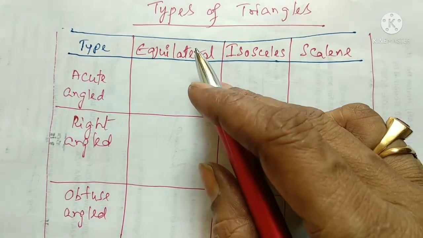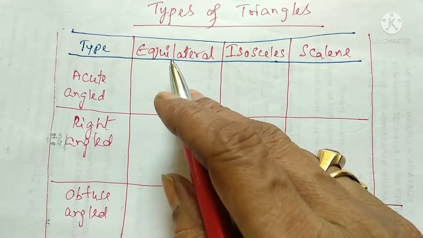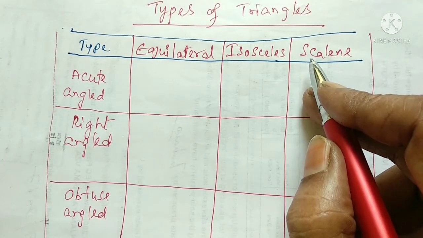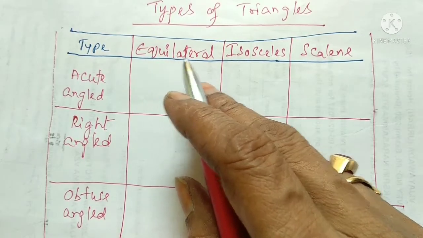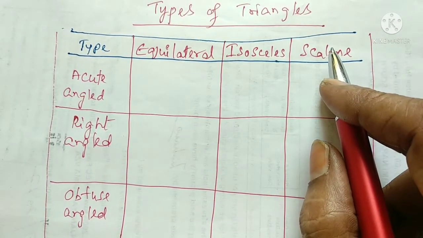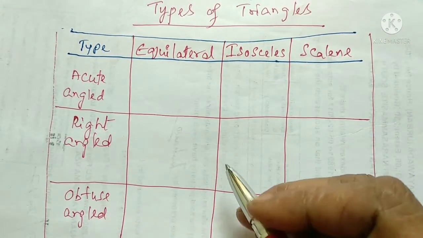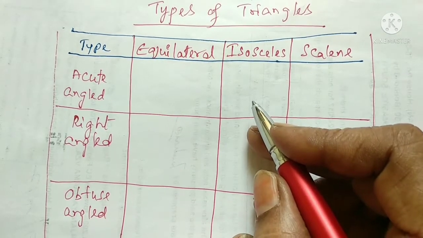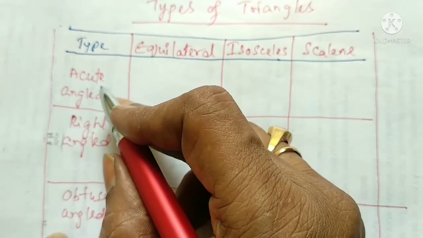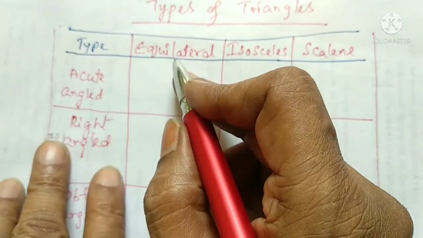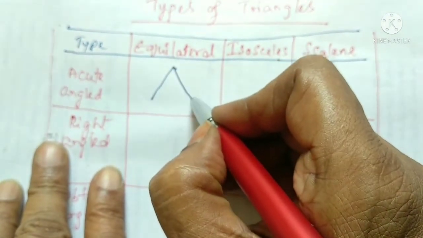Now let us try to understand the types of the triangles at a glance. So we have three types according to the sides and according to the angles. Sides we have equilateral, isosceles and scalene, and basing on the angles we have acute angle triangle, right angle and obtuse angle. Let us try to understand this at a glance. So let us consider an acute angle triangle which is equilateral. What is an equilateral? Equilateral means all sides are equal.